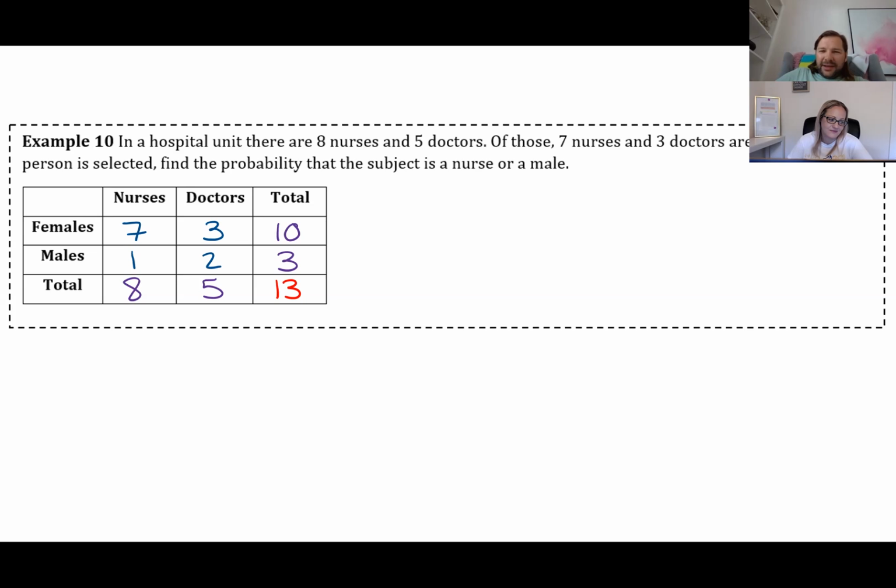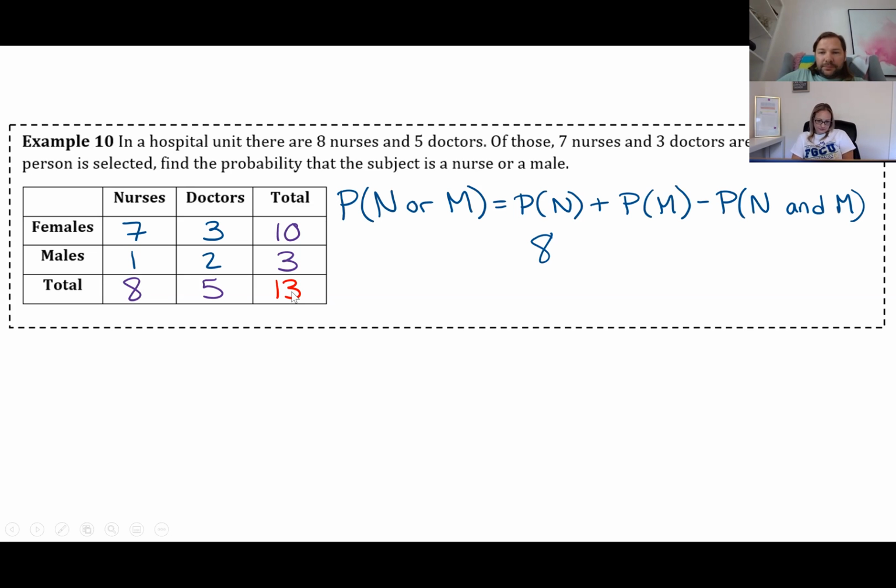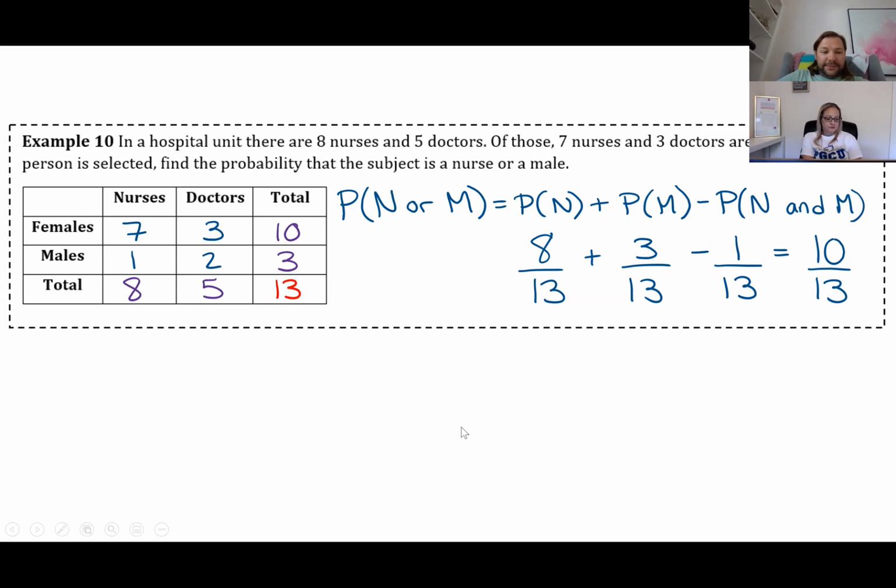And then what were we asked to find again? If a staff person is selected, find the probability that the subject is a nurse or a male. Well, the probability of being a nurse is 8/13. The probability of being a male is 3/13. But then we have to subtract off the probability of being a nurse and a male. How many are nurses and males? 1. So you have to subtract off 1/13. So the probability of selecting a nurse or a male is exactly 10/13.